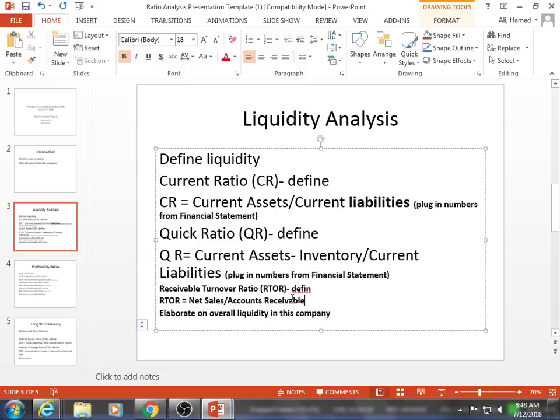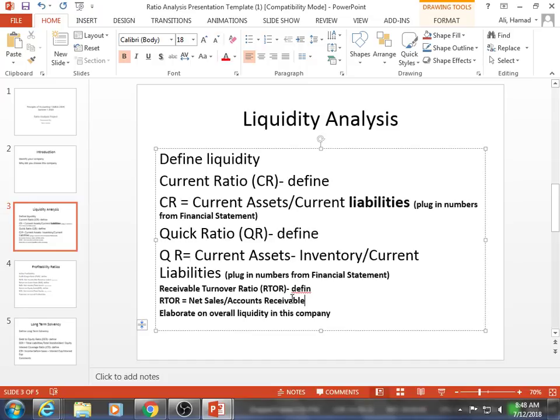Your net sales. Now you go to your income statement. Find your net sales and accounts receivable. I see net receivables. That's fine. What's the difference between receivable and net receivable? You should know that by now.